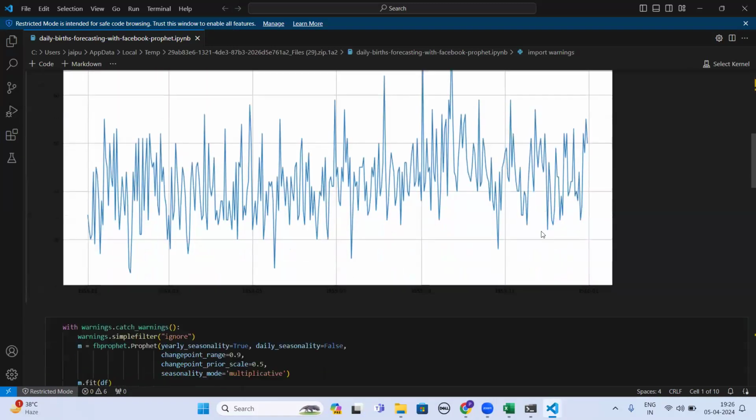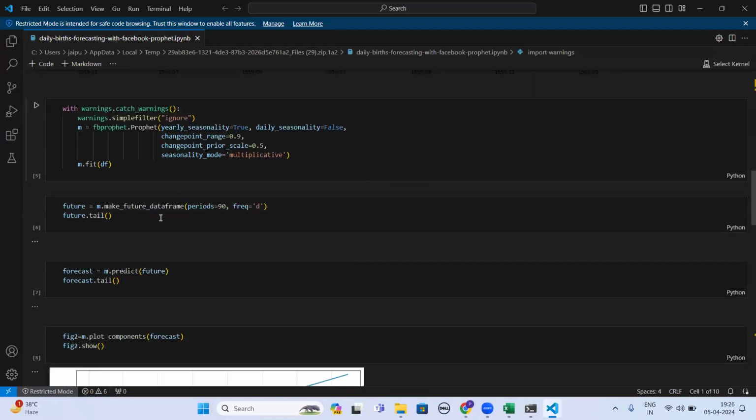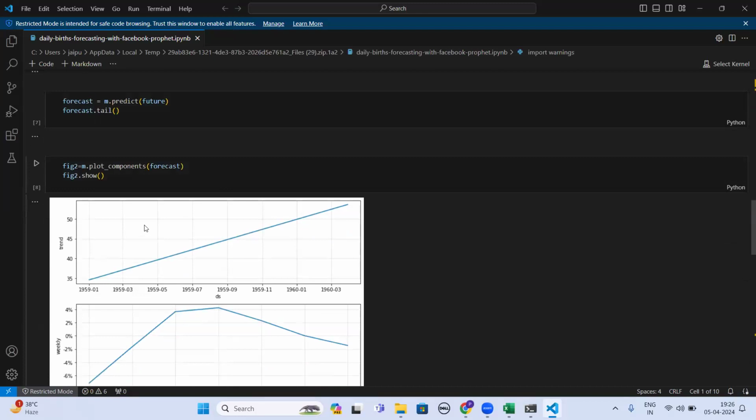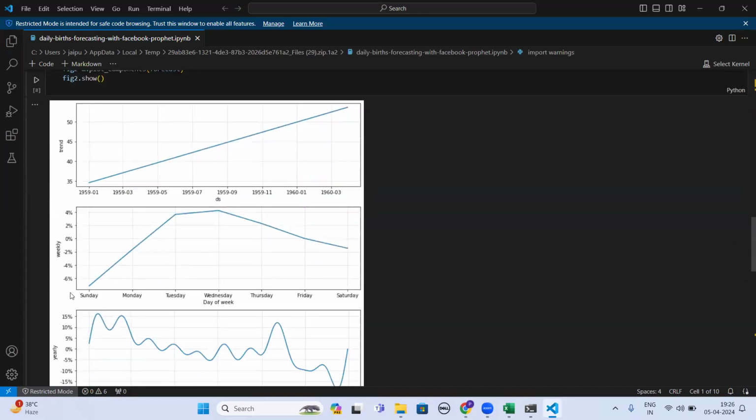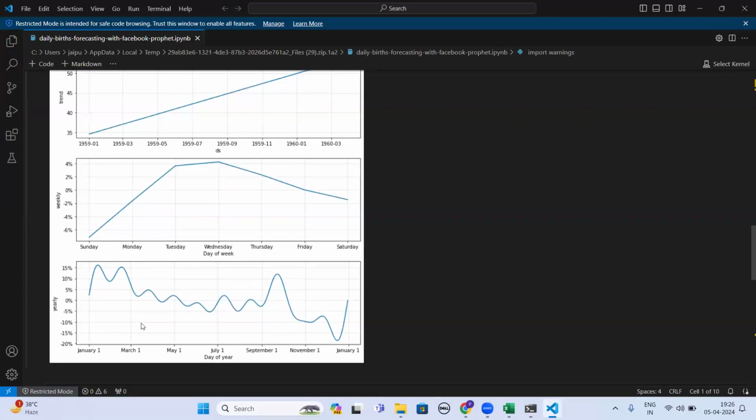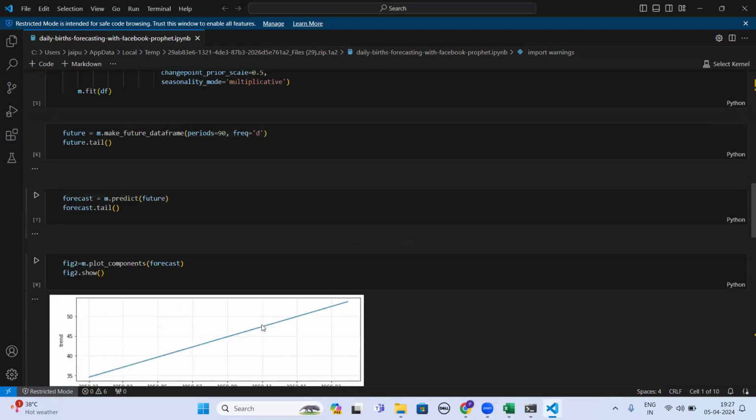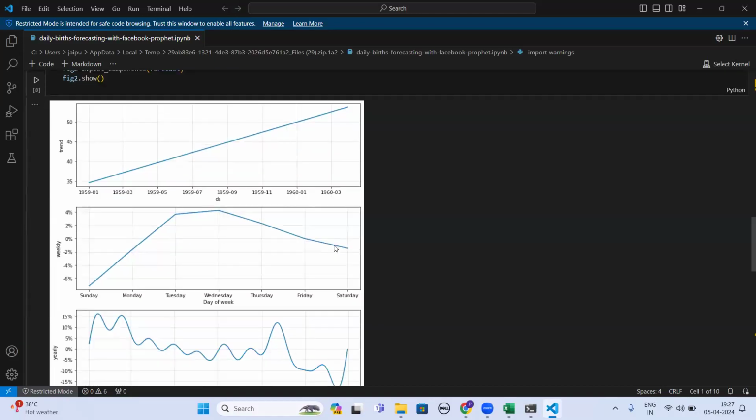And now after this is done, the next part is that you are creating the model and forecasting. This is the trend. This is the weekly behavior. This is the yearly behavior. It's least in January and highest around Feb, March, something like that, right? So when you are forecasting, you are basically getting it month wise, right? These are the figures that you are getting.